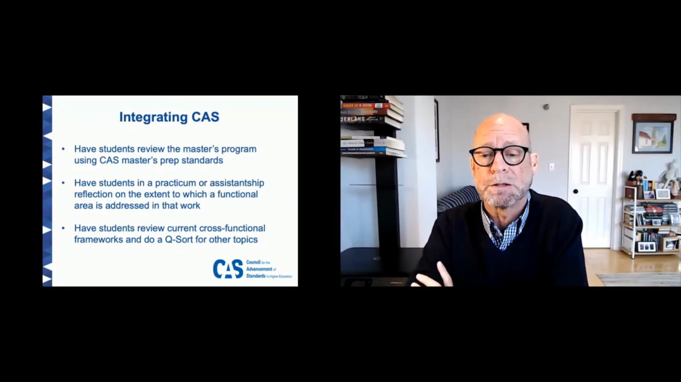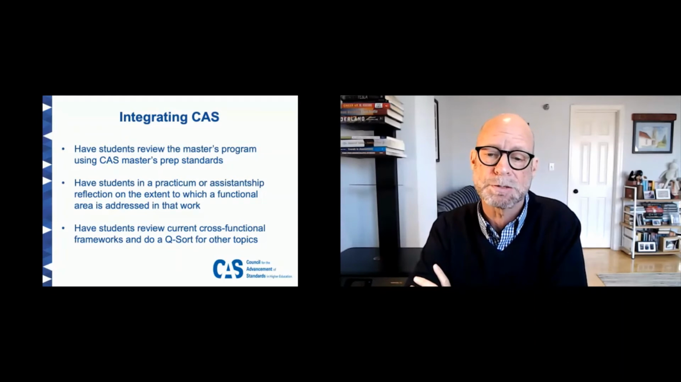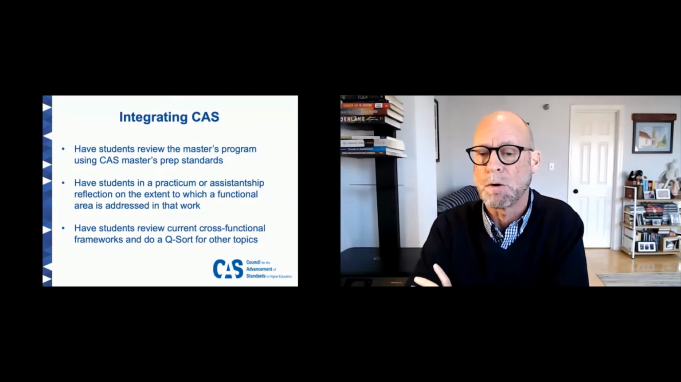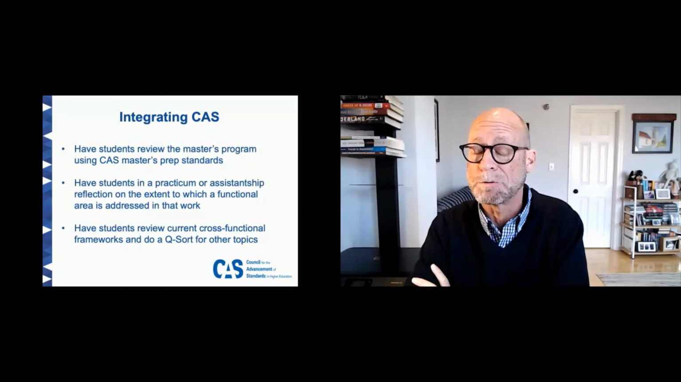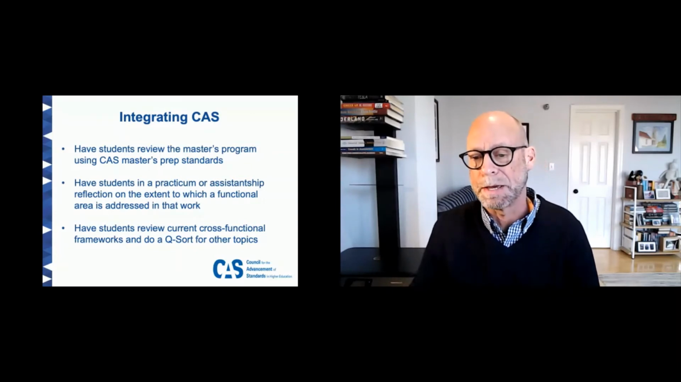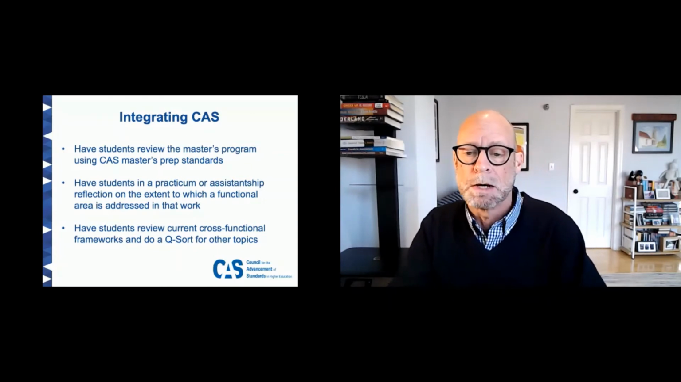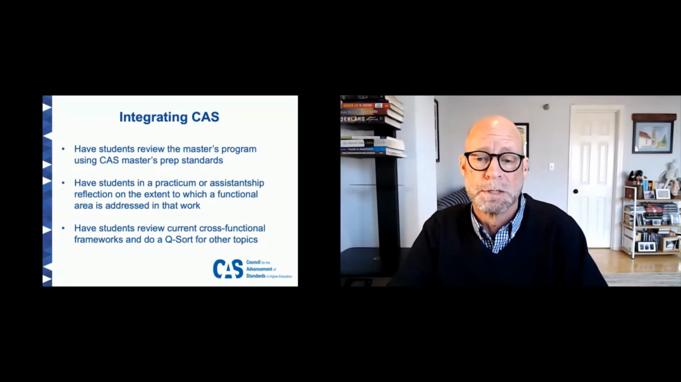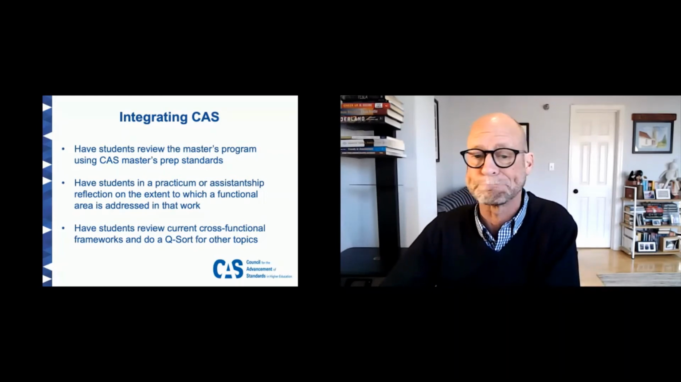Perhaps even have students take a look at the current cross-functional frameworks and do some type of Q sort or other exercise to think about what other topics CAS could create frameworks around, and how those would be prioritized. What would be the most important? We've had a lot of conversations in CAS about creating one around retention and student success. But then the conversations are, what does student success mean? How broadly should we define it? So it'd be interesting to hear from students, perhaps later in their program, what issues CAS should be addressing through cross-functional frameworks.